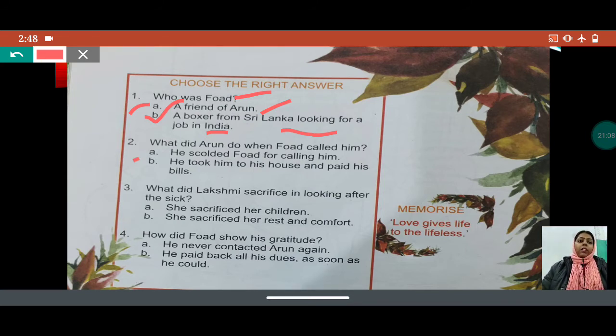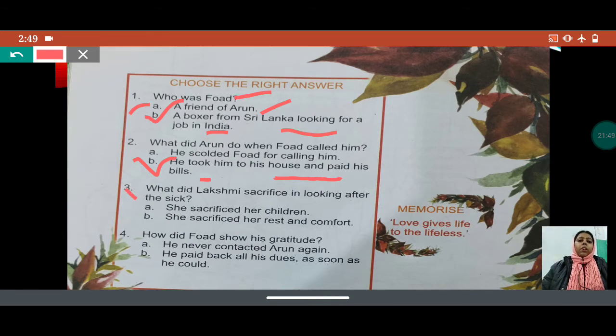Question number 2 is, what did Arun do when Ford called him? Now, when Ford was upset, thinking about his family members, his children, he called a random number and it was Arun. So, what did Arun do? Option A, he scolded Ford for calling him. Option B, he took him to the house and paid his bills. Option B is the correct option, because Arun went to Ford, paid all his bills and then took him to his house in a taxi and took care of Ford.